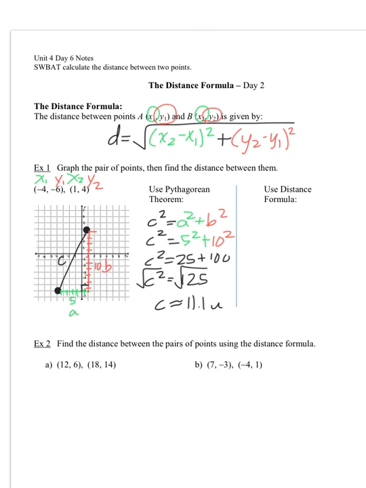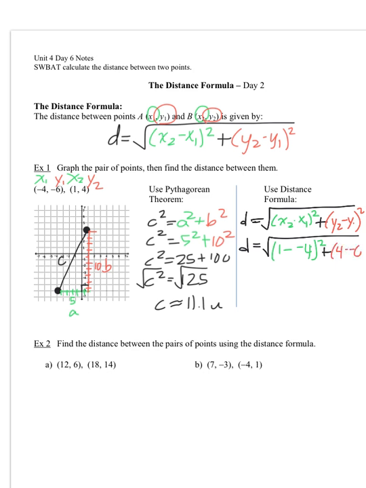So we have d equals the square root of x2 minus x1, or you could do x1 minus x2, plus y2 minus y1, or again you could do y1 minus y2. From here we can substitute in the values that we just labeled. So we have (1 minus -4) squared, and we have (4 minus -6) squared. And from here it's simplifying.